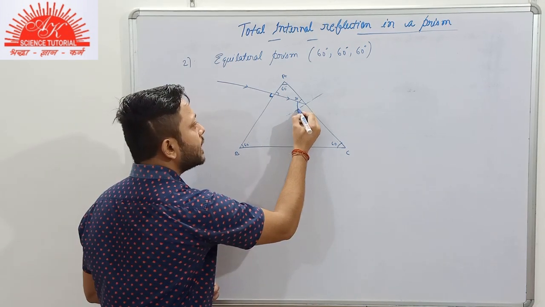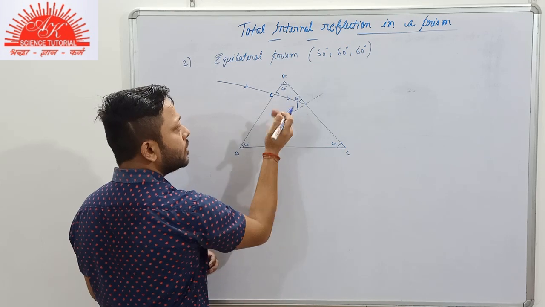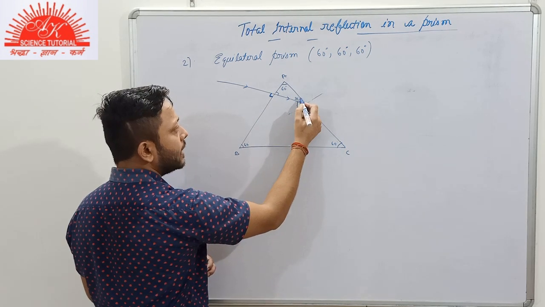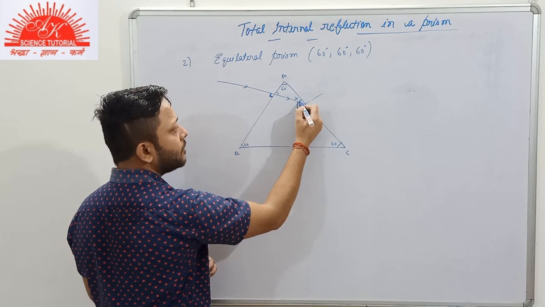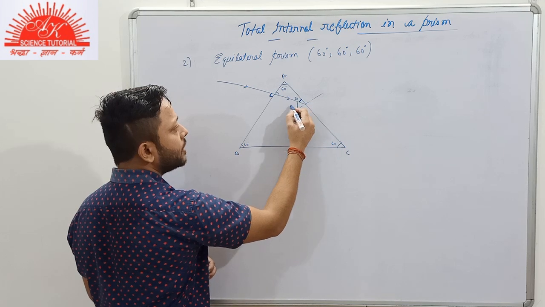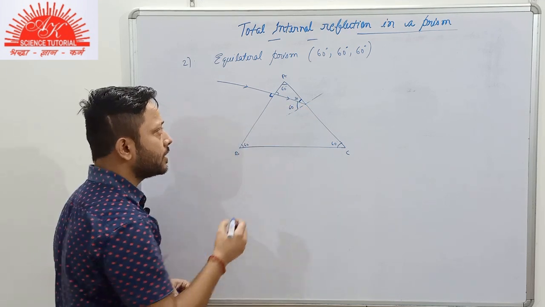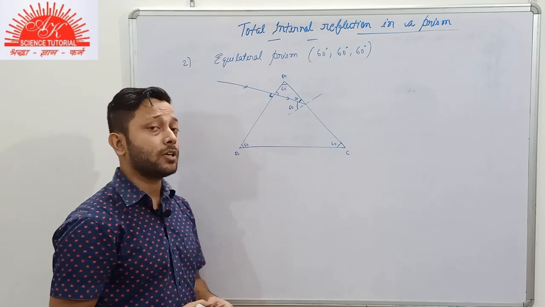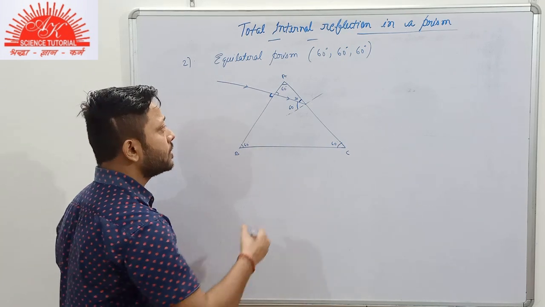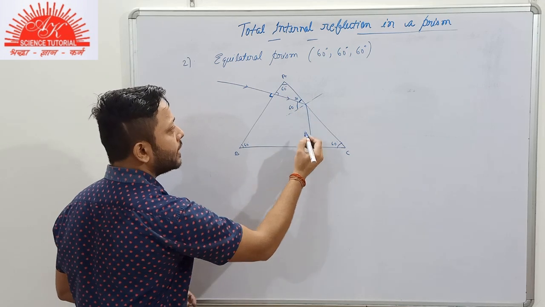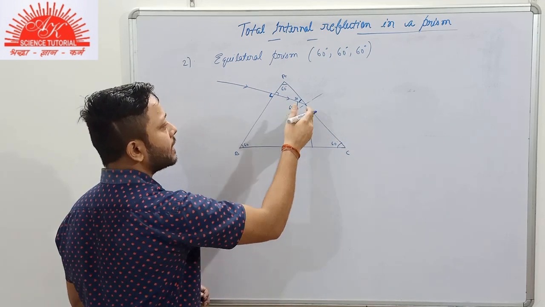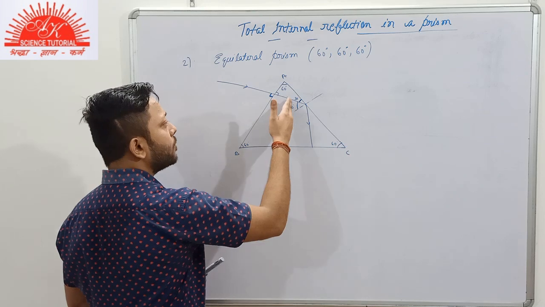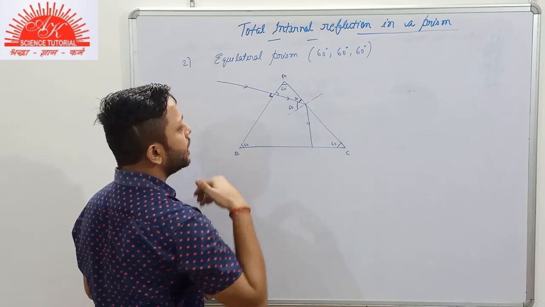So this angle, as you can see here, this is our normal. So this whole angle must be 90 degrees. And this angle, we have found already, this is 30. So this must be 60 degrees. So it is greater than 42 degrees. Obviously, here total internal reflection will take place. So this light ray will be reflected back inside the prism only. It won't be refracted. It won't move to air.